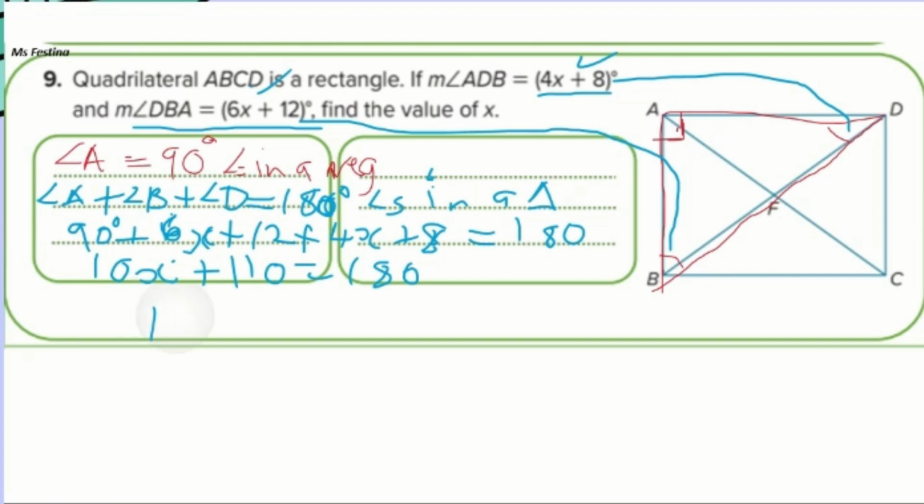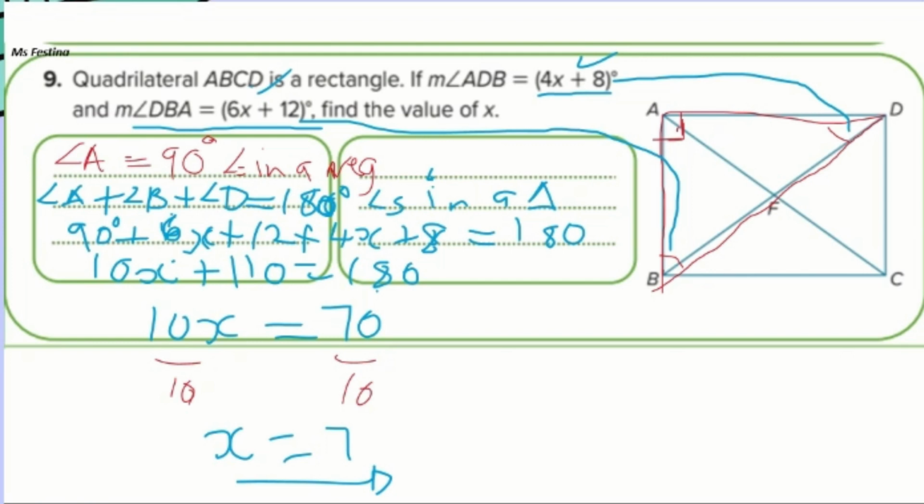So this side will be left with 10x equals, then 180 minus 110 will give you 70, and then you're going to divide both sides by 10. So divide by 10, not 16, divide by 10. Okay, your answer will now be x equals 7. So you have found the value of x. If they ask you to find the measure of each angle, you just go back and substitute. So let's move on to the next question.